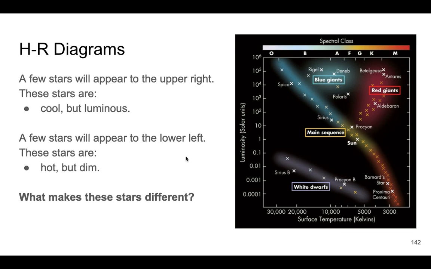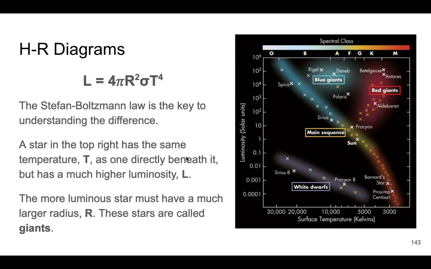So what is it that makes these stars different? Well, to understand this, you have to bring back this idea. Remember a few slides ago, well, kind of many slides ago, we did the Stefan-Boltzmann law. This is a law that relates luminosity to the radius of the star and to the temperature of the star.